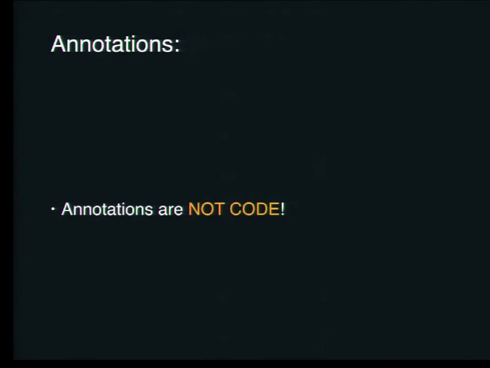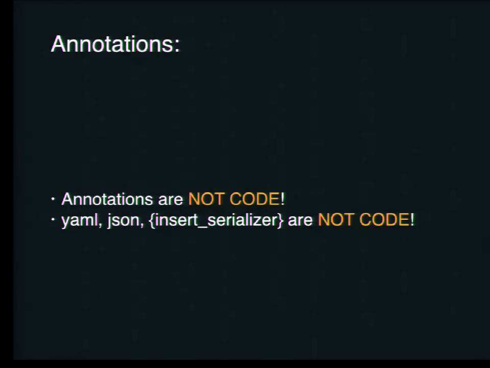So before I hop into actually doing some code here, I want to point out a couple of quick things. One, annotations are not code. If anything, they're actually much more akin to a serialization format. And this is kind of reinforced by the fact that there are a couple of different situations in core where you'll actually find plugin annotations defined in YAML instead of in the annotations of the class.